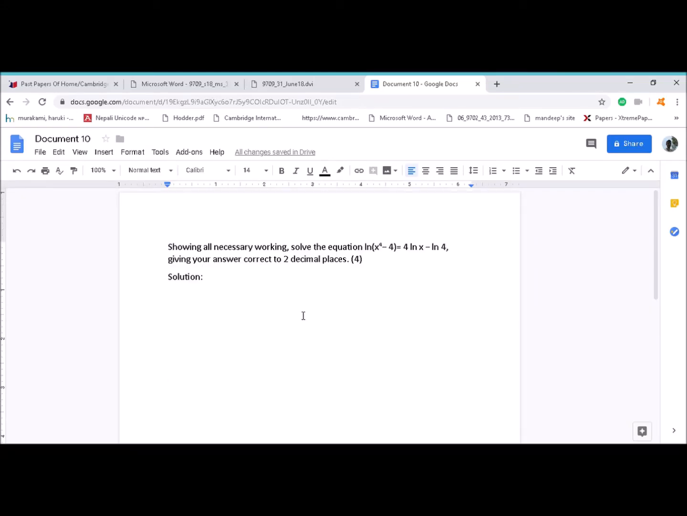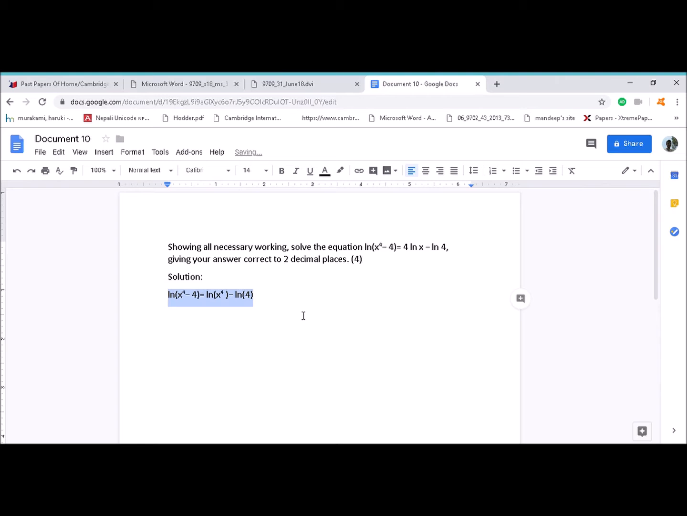Hello guys, this is the past paper 2018 May-June 31 paper 3 first zone 1. Let's jump into this. It's the simple logarithmic rule. Let's read the question. Showing all necessary working, solve the equation ln(x^4 - 4) = 4 ln x - ln 4, giving your answer correct to 2 decimal places. Let's directly jump into this.